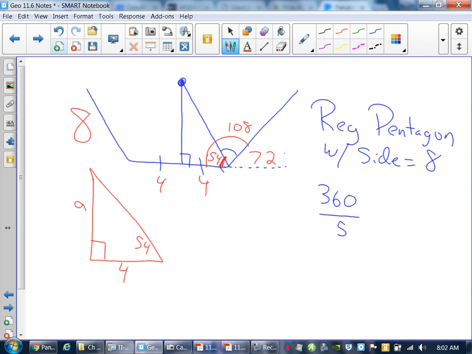So if we have to take a guess, it's a pretty safe path. So we would use tangent. So tangent of 54 is my opposite over adjacent. Which means, no, multiply.